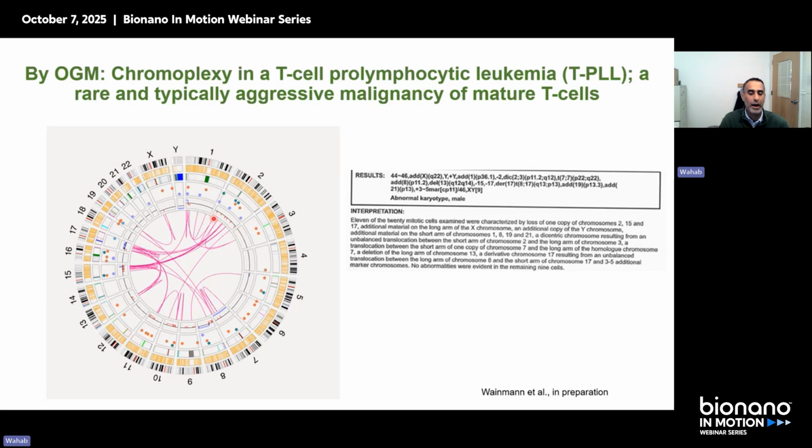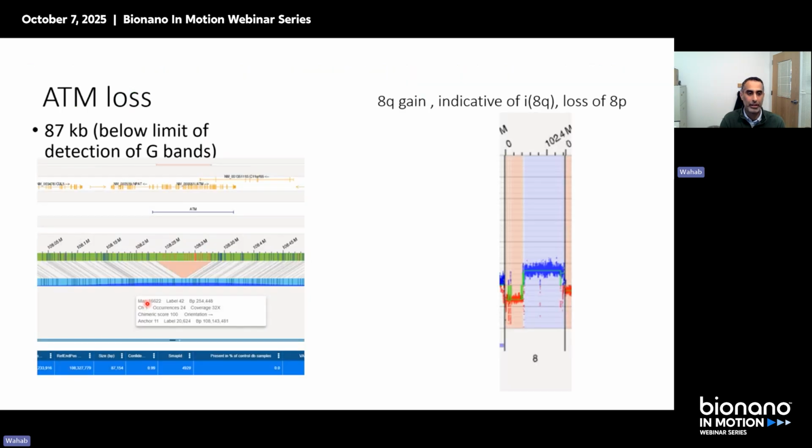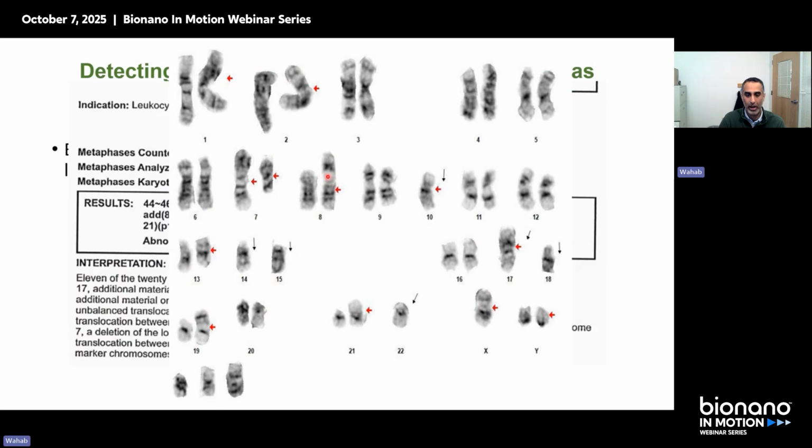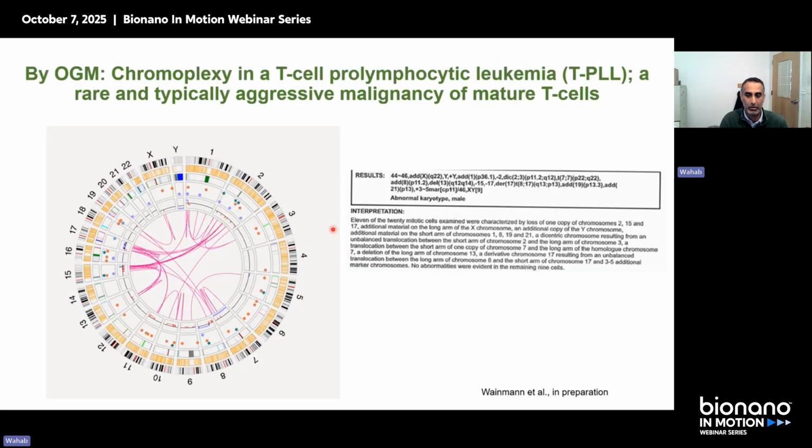From this, we were then able to filter down using lymphoma-specific region files and genes to get at some of the more interesting events. And what we found, interestingly, was an ATM loss, a gain of 8Q, and loss of 8P, which was potentially in keeping with an iso 8Q. If you go back to the karyotype, you can get a sense of this. This band pattern looks a little bit odd, but retrospectively you can go back and match it up.